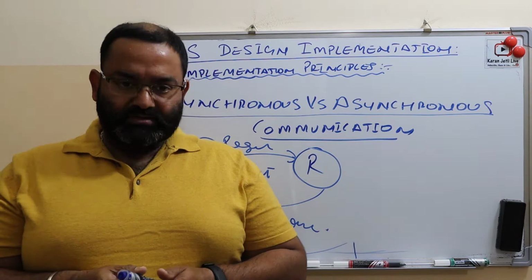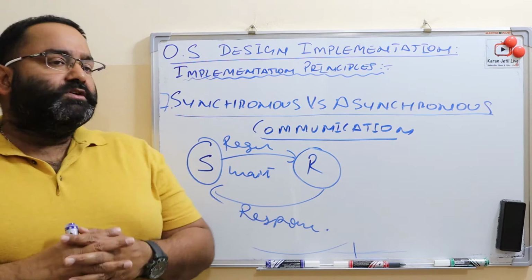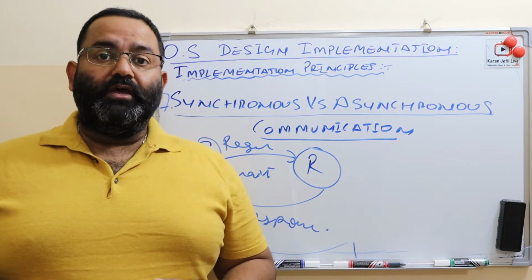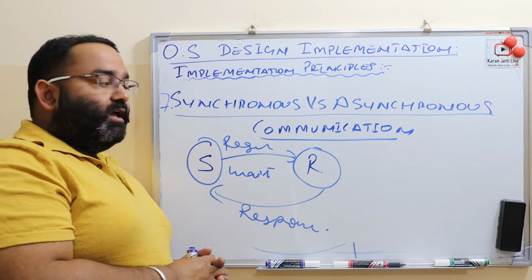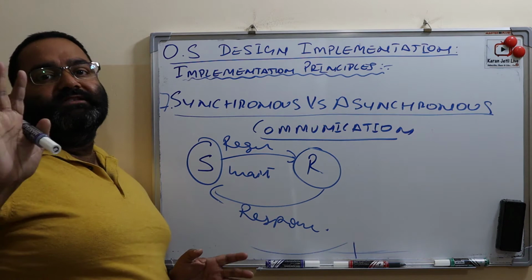But the problem with synchronous communication is that if we have one sender and one receiver, then it can work. But the problem is if we have multiple senders and receivers. When multiple senders are sending requests to a receiver, until the receiver responds, all will not do anything, rather all will sit and wait. That degrades the performance of the system.